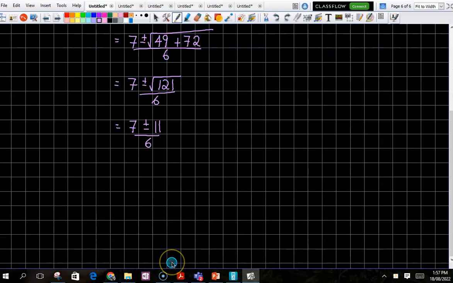I did. Legs 11. Okay, so here comes the bit that some of you didn't like, that plus or minus. You ready? This is just the lazy way of writing 2 solutions. This is saying my answer could be 7 plus 11 over 6, reading across the top. Or it could be, reading along the bottom, 7 take 11 over 6. And now we just work out each one.